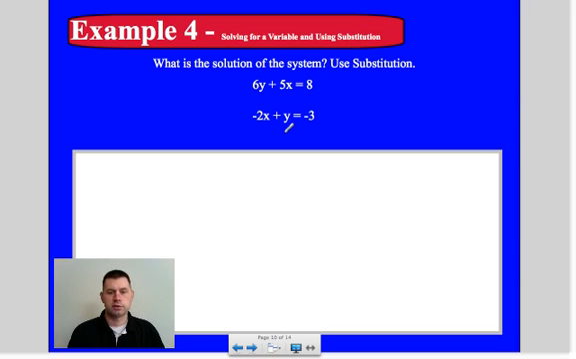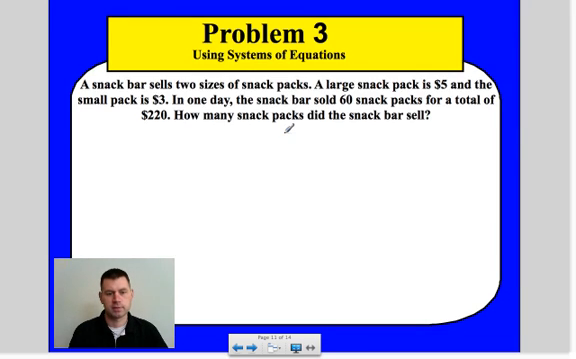Example 4 here is solving for a variable, so I want you to go ahead and do the same thing that we just did. Look at what's going to be the easiest one to solve for and go from there. Okay, problem 3, let's look at this one.